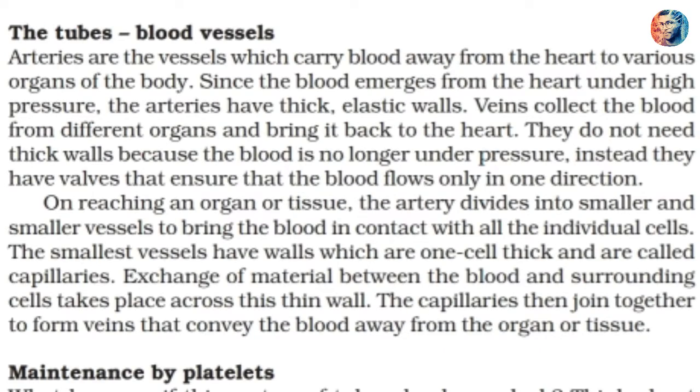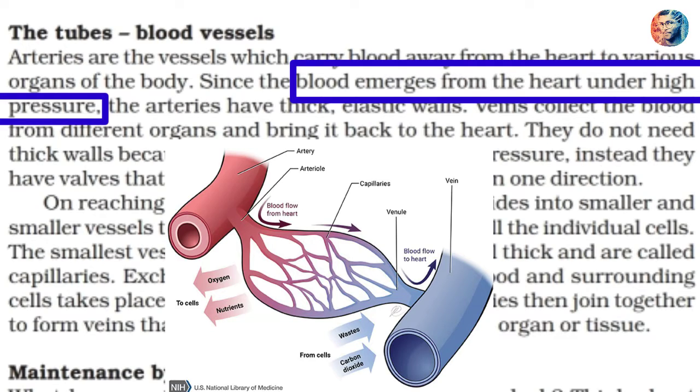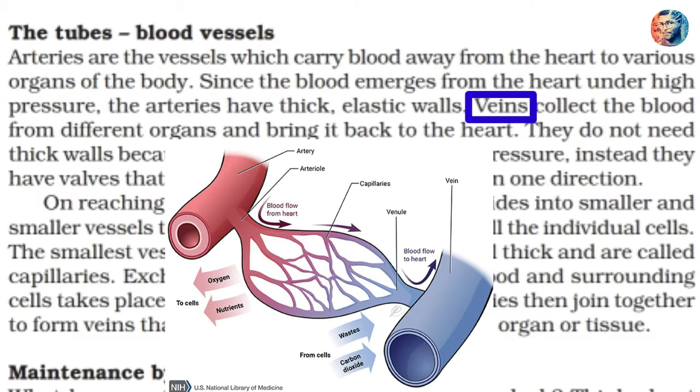Arteries are the vessels which carry blood away from the heart to various organs of the body. Okay, the artery only takes blood from the heart to the body. So the wall of the artery is very thick and elastic. Why? Because the blood emerges from the heart under high pressure. That's why. Then the next one is the vein.